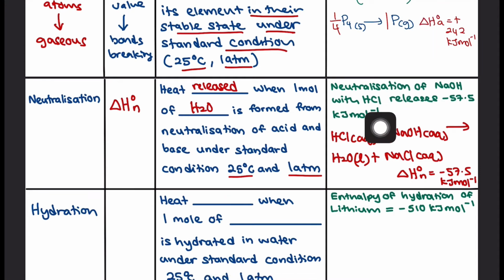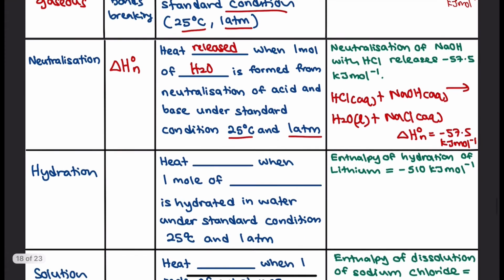Now a little extra information here. During the neutralization of a strong acid and a strong base, you would get the standard enthalpy value to be around negative 56 to negative 58 kilojoule per mole. Anything lesser than this would indicate that the reaction is between either a weak acid and a strong base, or a strong acid and a weak base.